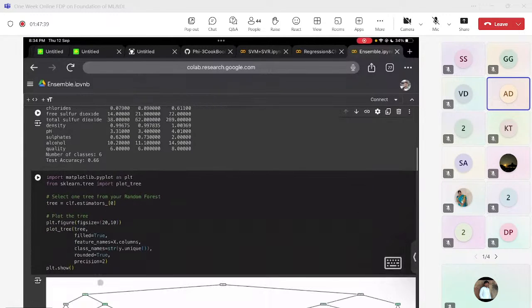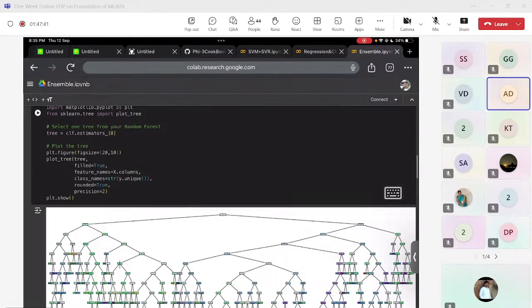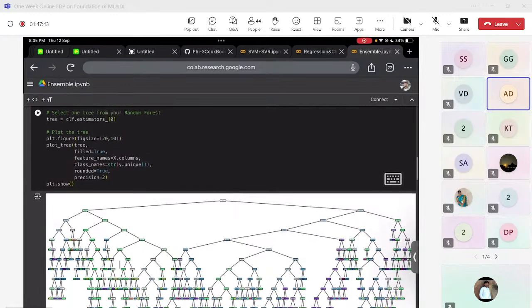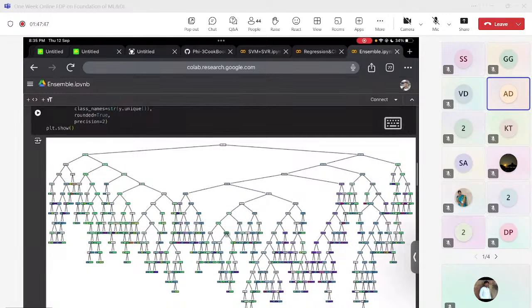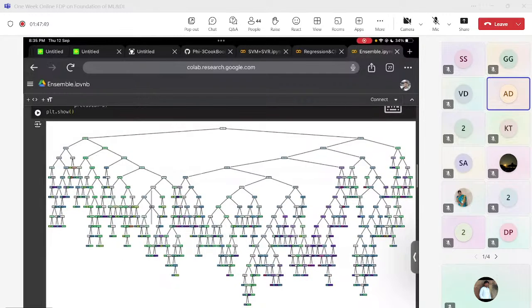But let's try and visualize the tree. So this is what a tree looks like in that random forest. This is the entire tree. You can zoom in and look at the values. I'll share the code. You can also look at that, and you can visualize how this entire tree looks. It's very interesting.